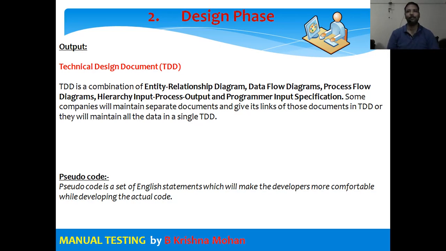The number of methods is already decided by the chief architect. He decides how many methods, variables and interfaces should be used, so it contains that related data. Some companies maintain a separate document and give the link in the technical design document, or all the data is mentioned in a single document, which I told you. So this is the design phase, where they get the technical design document as output. Hope you understood all those things.